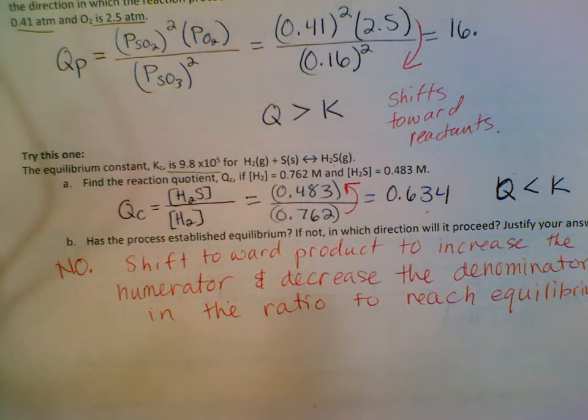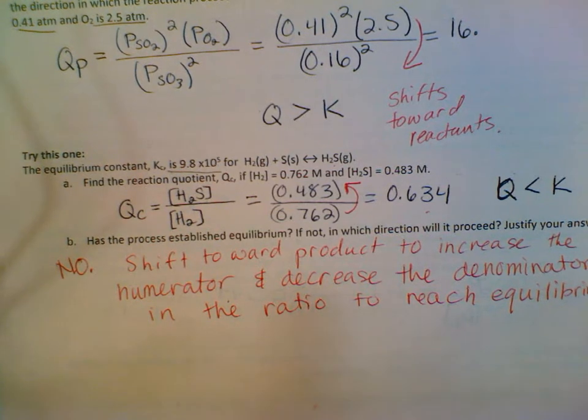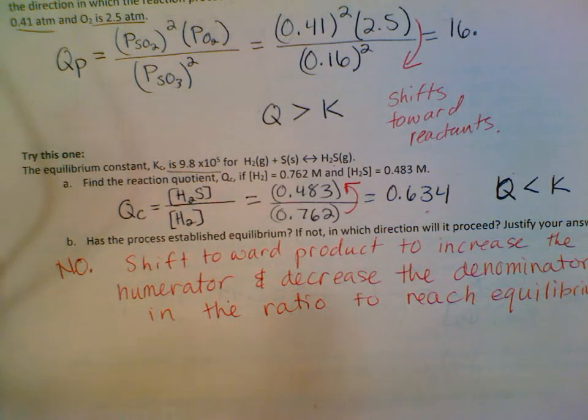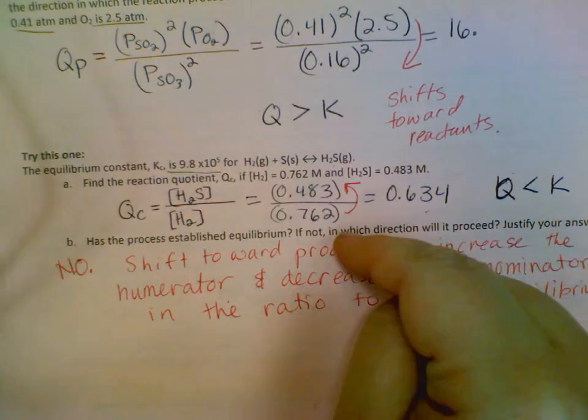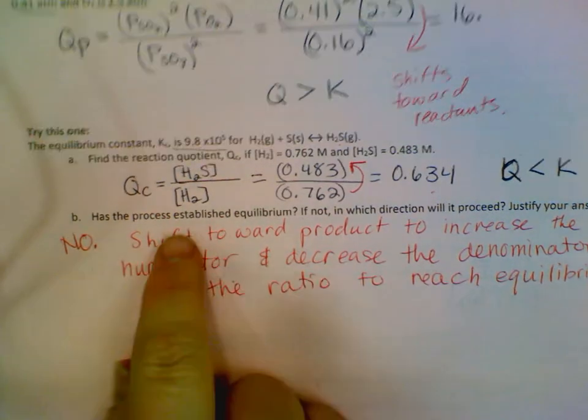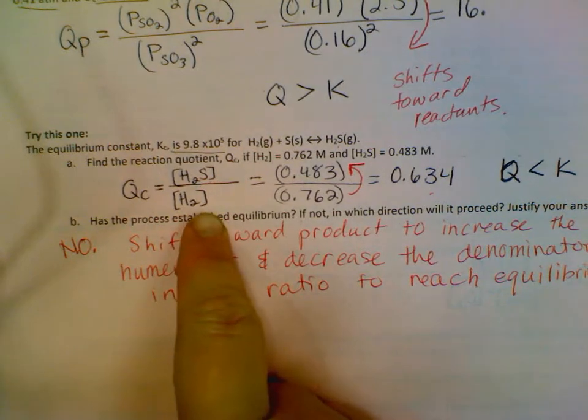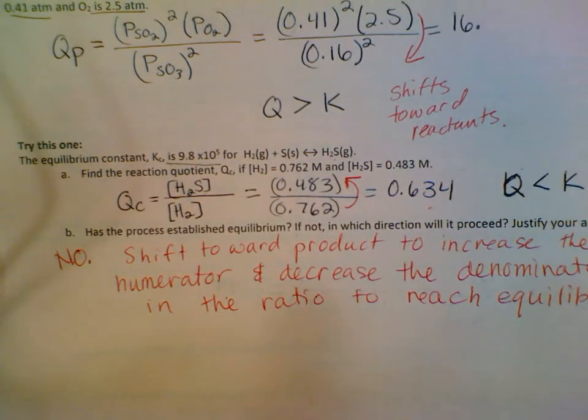Okay. So I think this is pretty straightforward. After you've done K, it's just comparing to K and really thinking about which number needs to get bigger. Do we need to get a bigger numerator or bigger denominator? And that's going to really tell you which way it's going to shift, because we know our products are on the top, reactants on the bottom.